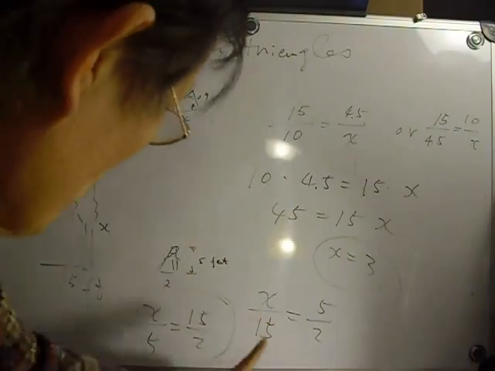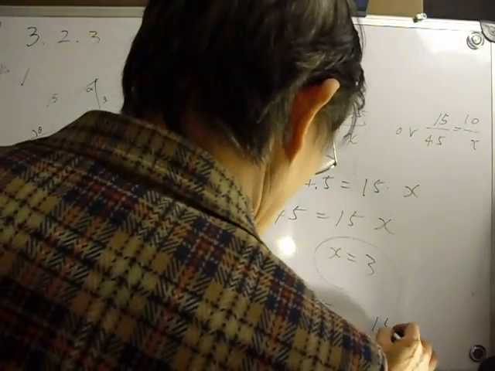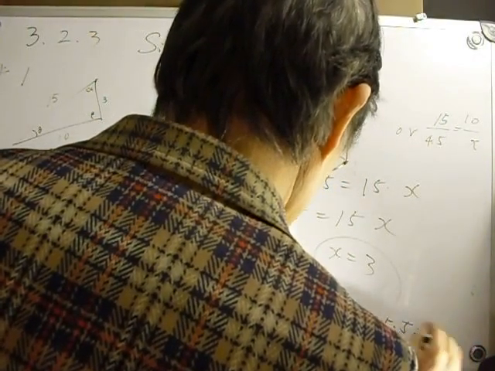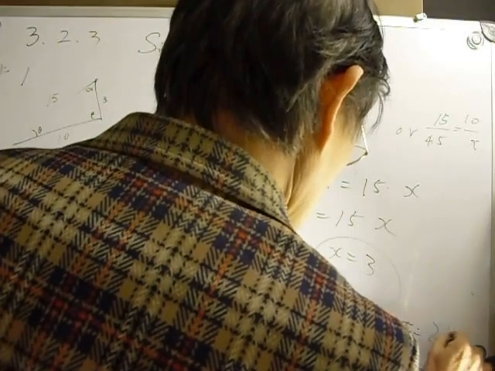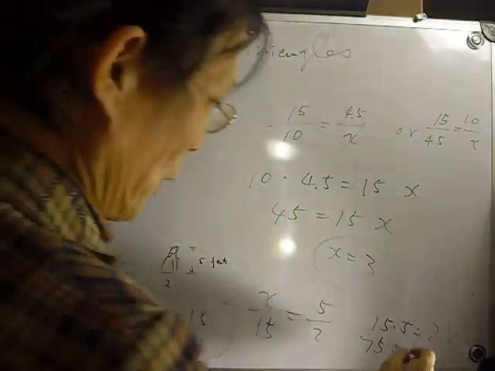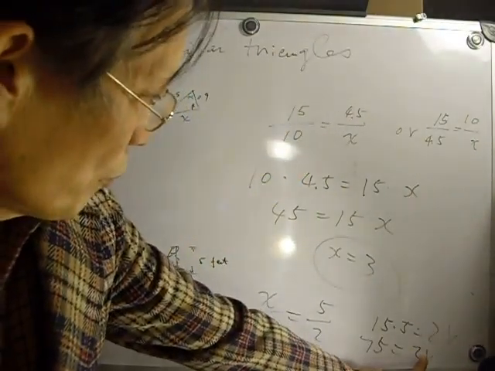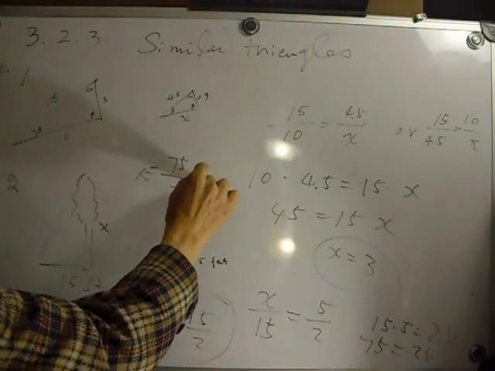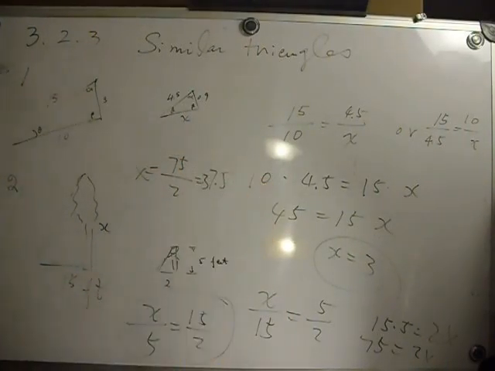If you use this one, cross multiply, 15 times 5 is 75, equal to 2 times x. On the left, 75. On the right is 2x. And then divide by 2. So x in this case is 75 divided by 2, 37.5. If you use this way, you will get the same answer.